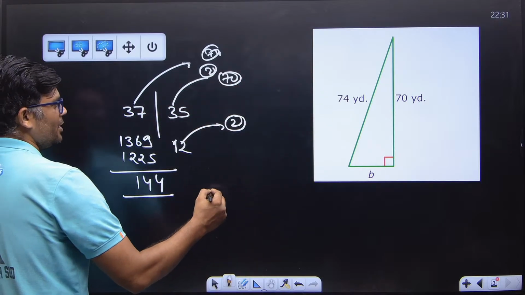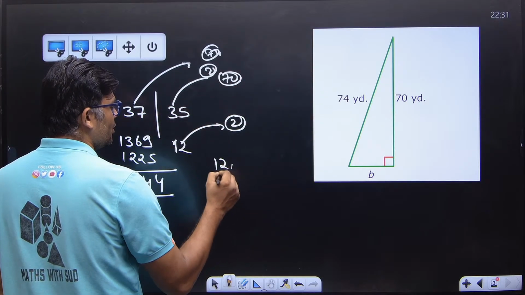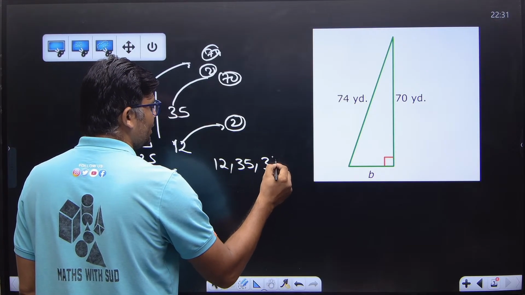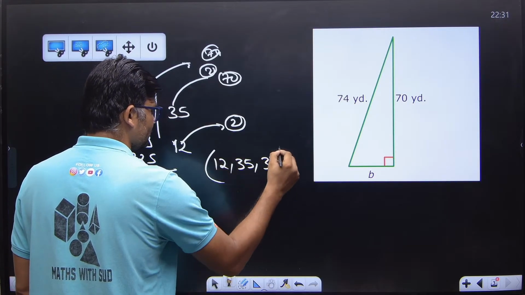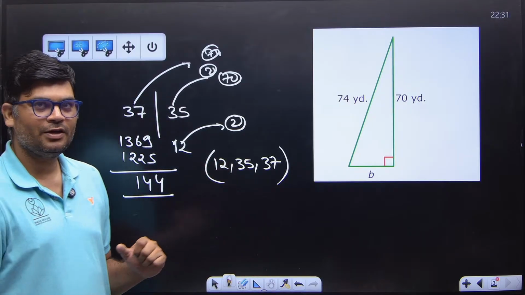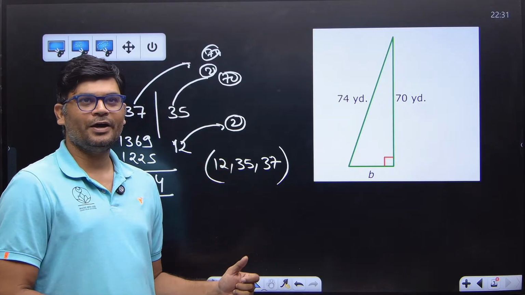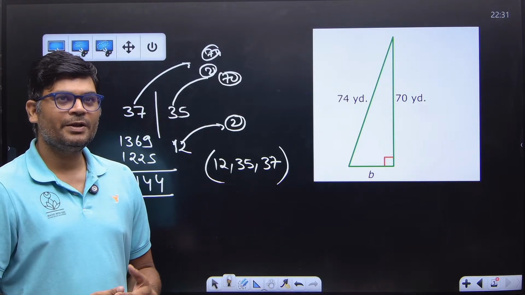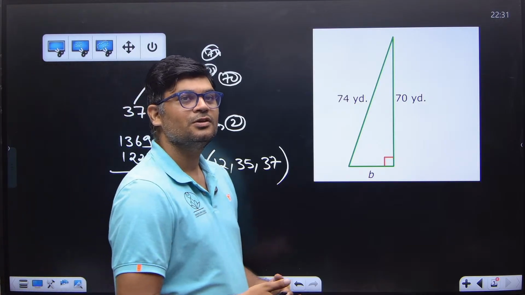This is a completely different case. You can write it in your notebook. You can write 12, 35 and 37. Make this in your notebook as well. So this is the new one that we have found: 12, 35 and 37. How can we remember this? It's easy.